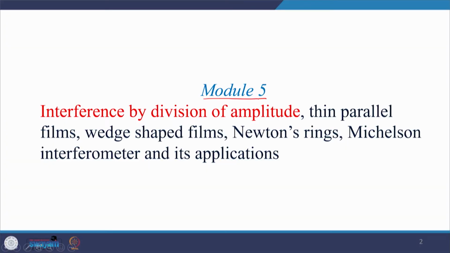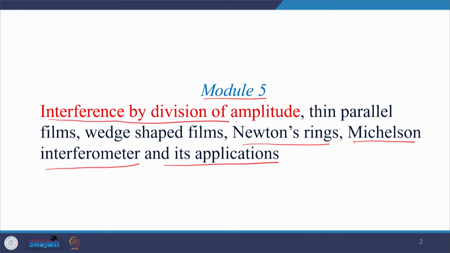Now this is the whole syllabus of module 5. In this module we will talk about interference by division of amplitude, wherein we will talk about thin parallel films, then wedge shaped films, then the famous Newton's ring experiment, and the very well known Michelson interferometer and its applications. For today we will cover interference by division of amplitude.